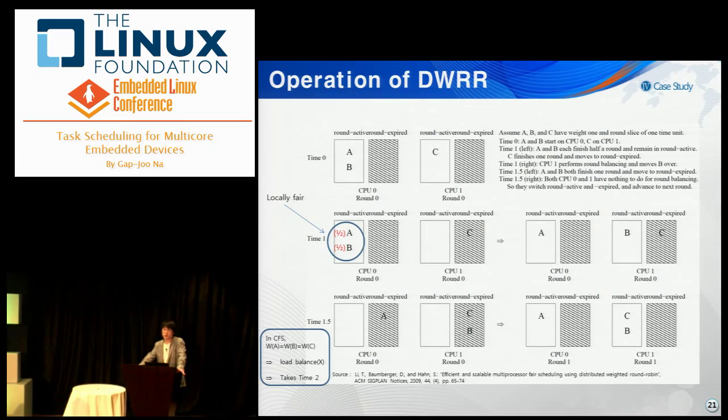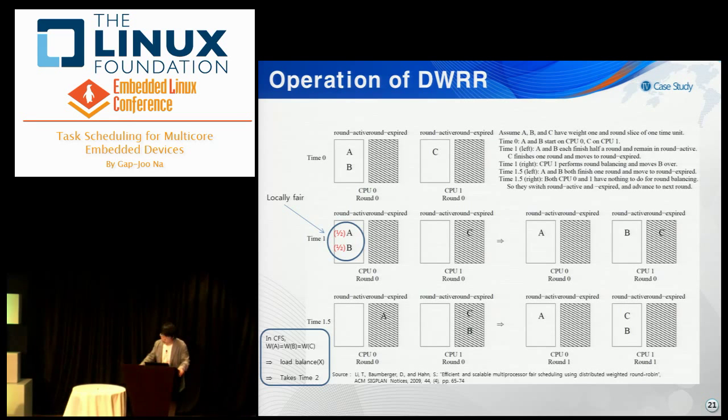At time 1.5, both A and B have run for one time unit, so they move to round expired of their CPUs. Both CPUs then perform round balancing, but find no thread to move. Thus, they switch round active and round expired and advance to round 1. Therefore, with DWRR, we can finish the job at time 1.5.